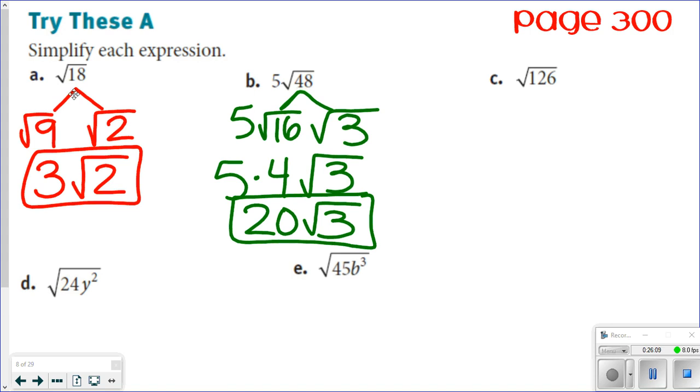I want you to do C, D, and E. If you have any questions, join Zoom or send me a message.